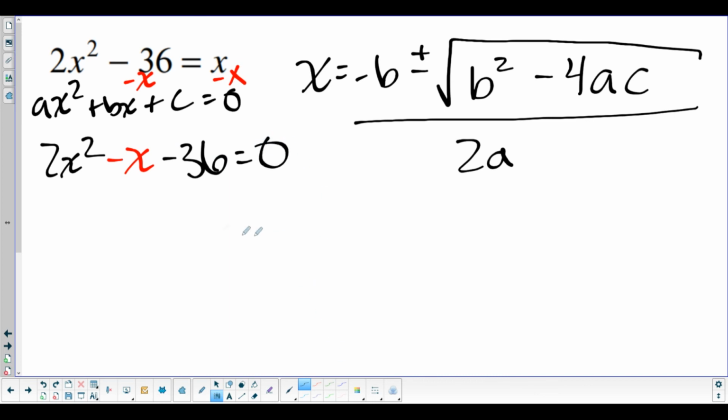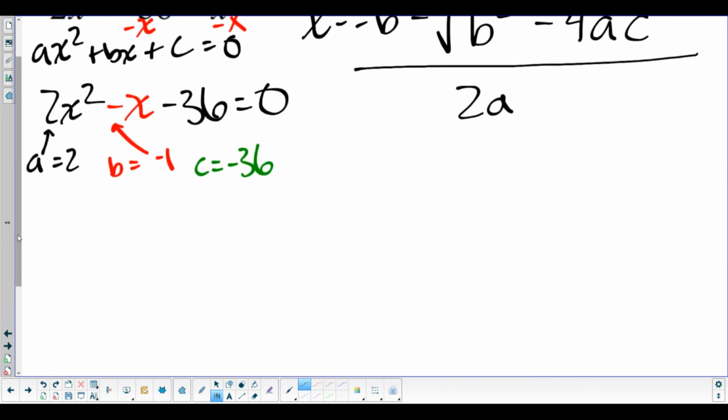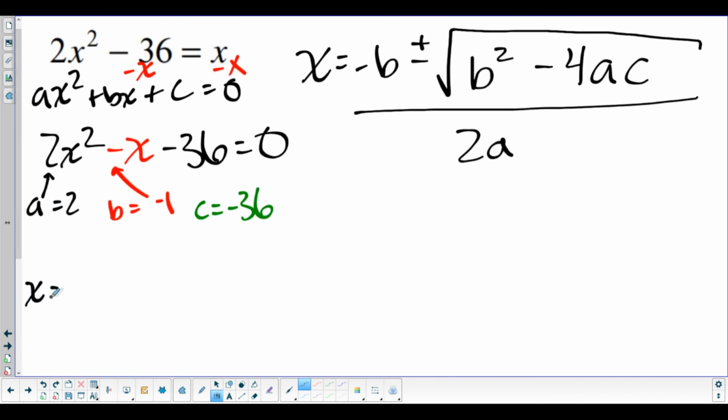And that equals 0. Which means that a is 2, b is negative 1 because it's negative 1x, and c is negative 36. Okay, so when I go to set up my formula, here's what it's going to be. It's going to be x equals negative 1. I like to not do anything first. I want to write all the negatives out, leave it nasty, and then simplify as I go and try to do as many simplifications in one step.